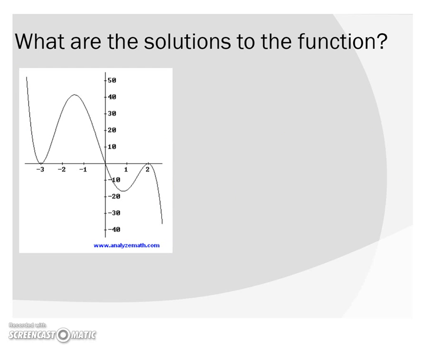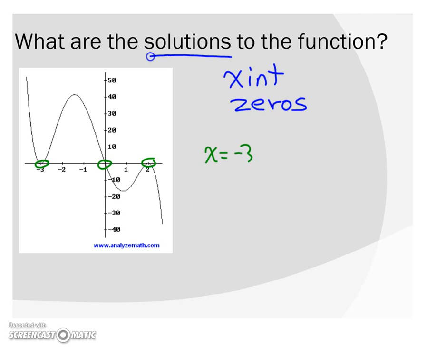Now, what are the solutions to the function? By solutions, we mean the x-intercepts, or sometimes we call them zeros. And that would be where the graph touches or crosses the x-axis. So we have solutions at x equals -3, x equals 0, and x equals 2.